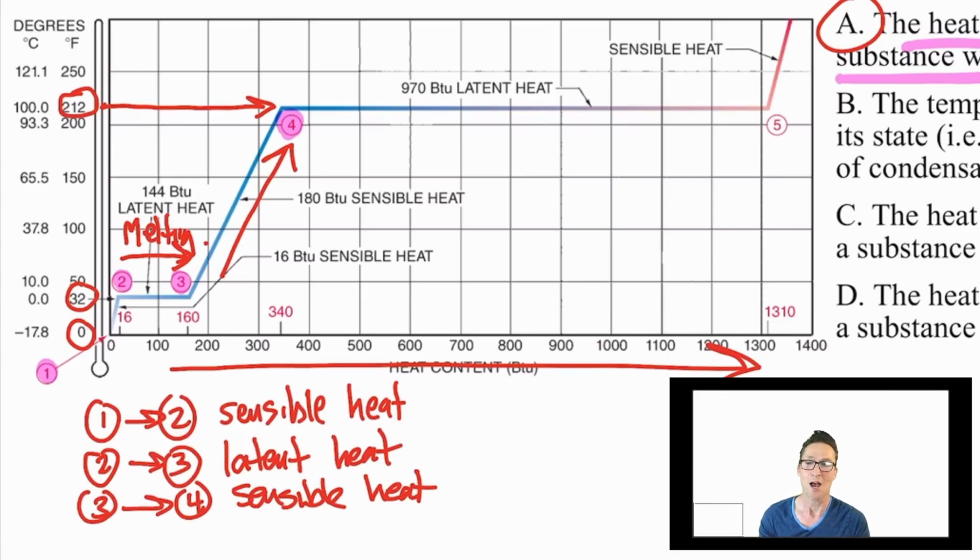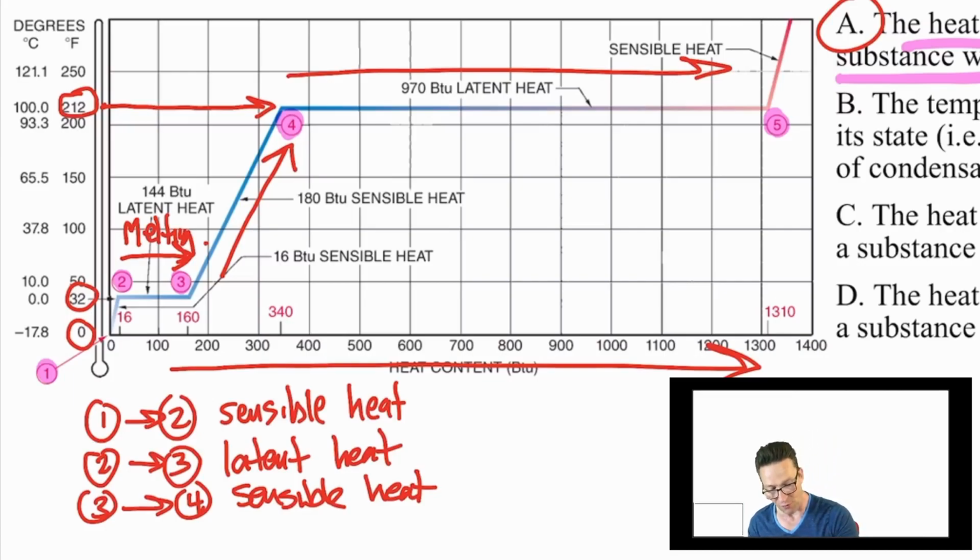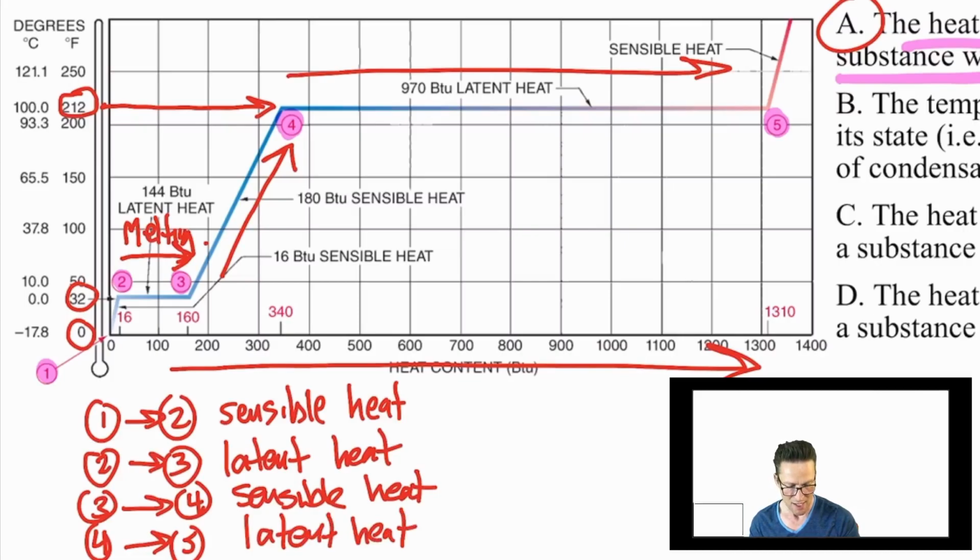But the point is, once you've warmed the water up to 212, if you continually add heat from step 4 to step 5, you will change its state, because now you're at the boiling point, right? So we start boiling the water. So once again, step 4 to 5, you see the difference. Step 4 to 5, you're adding latent heat again. Why? Because it's changing state.